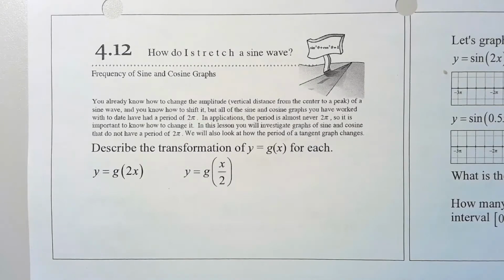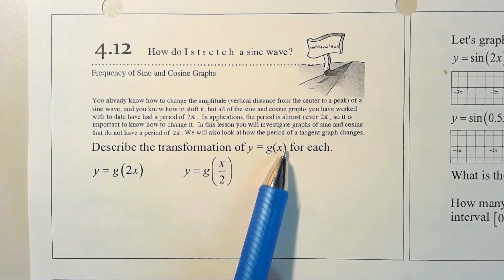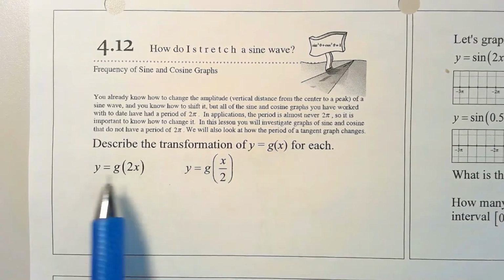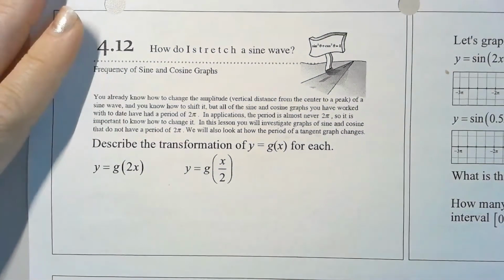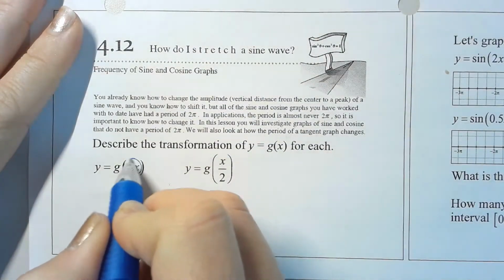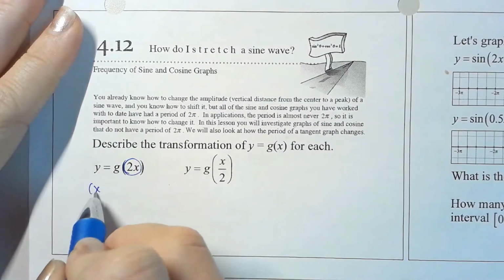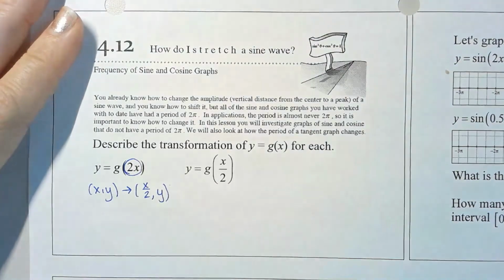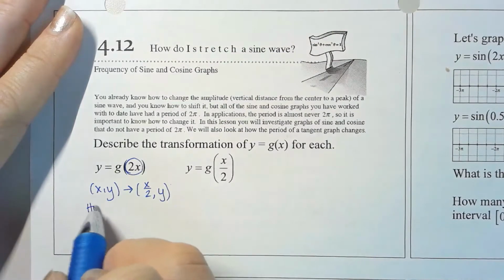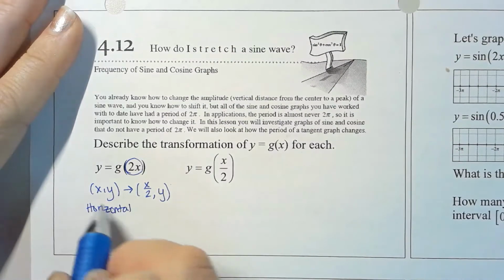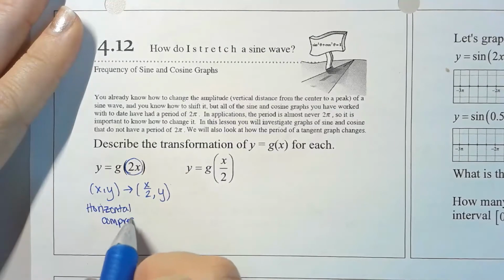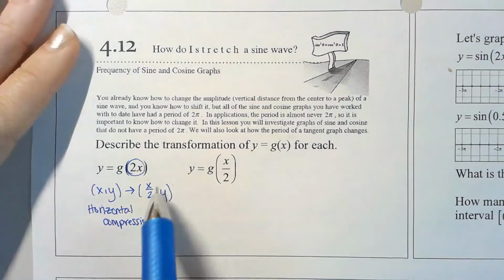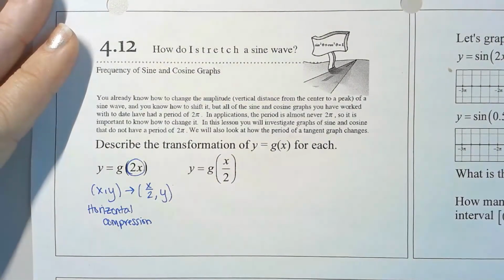If I'm giving you a graph called g of x, I would like to know what happens if I then ask you to graph g of 2x. Well, inside the function it says x times 2, so our rules would say to divide all of your x's by 2. So this would be a horizontal compression if we're trying to put it into words or describe it. The graph is going to shrink horizontally because all of the x's will get cut in half.